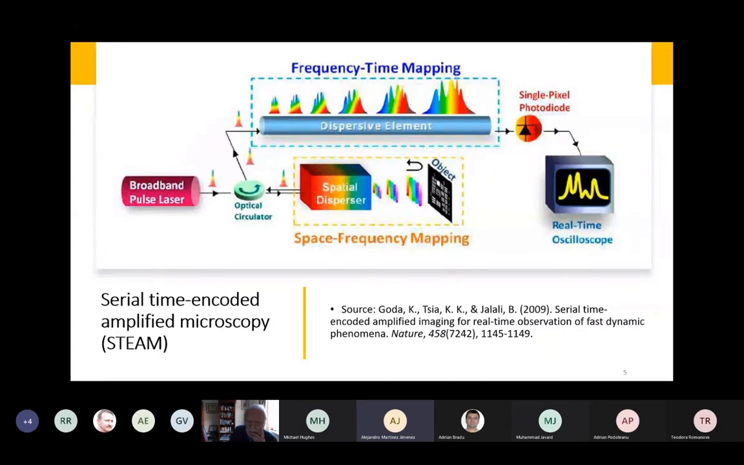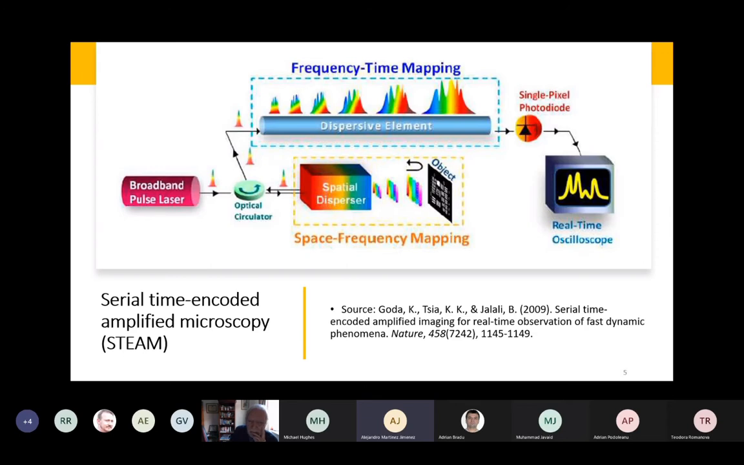Everything I have told you before, we can bring to the field of microscopy. TenStreet in microscopy is also called serial time encoded amplified microscopy, STEAM. As we see, the first step is to map the object into the spectrum. We do this with the spatial dispersive elements. Once we have mapped the object into the spectrum, we do the pulse TenStreet, where we map the frequency in time. And finally, we take the pulse to the single pixel photodiode, where we get the spectrum in time.